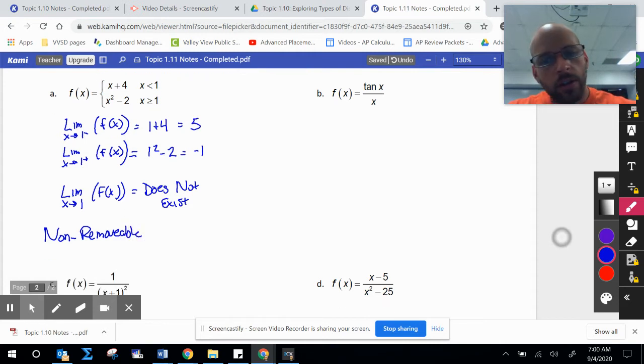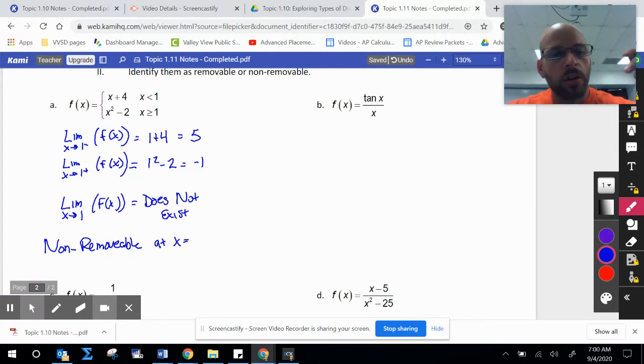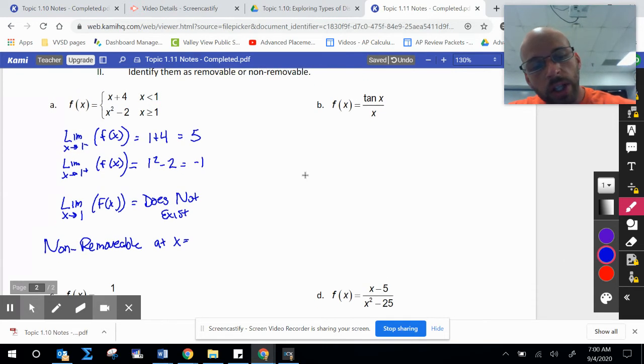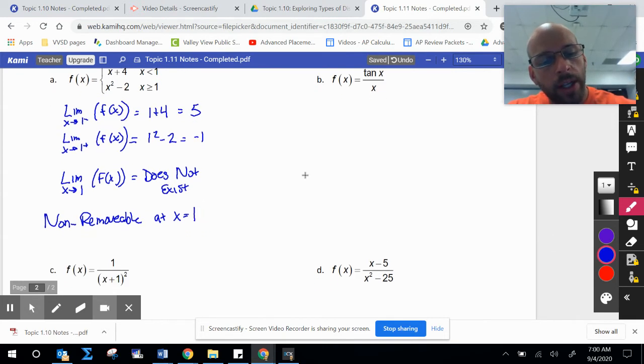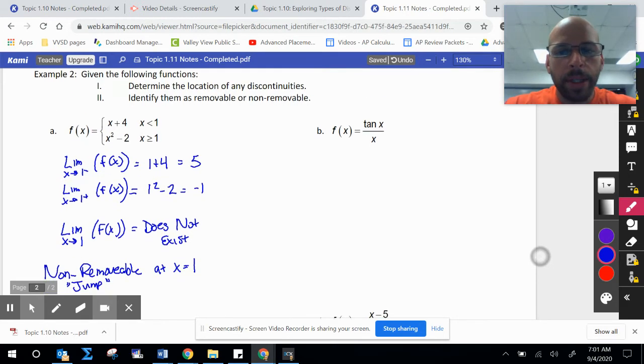because we defined it in an earlier video that if you have your one-sided limits, your left and your right are going to different values, then we know it's a jump discontinuity. So I know there's a non-removable discontinuity at 1, and more specifically, we know that it's a jump. Okay? So let's take a look at part B.